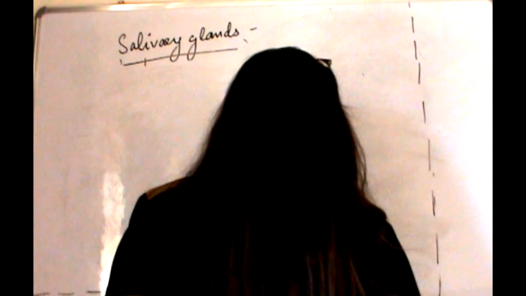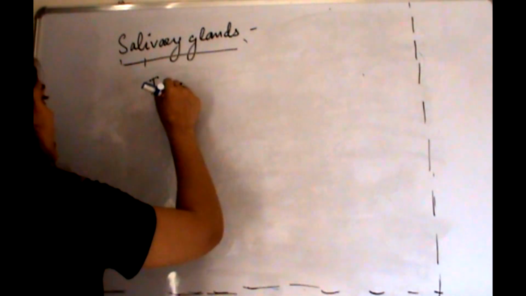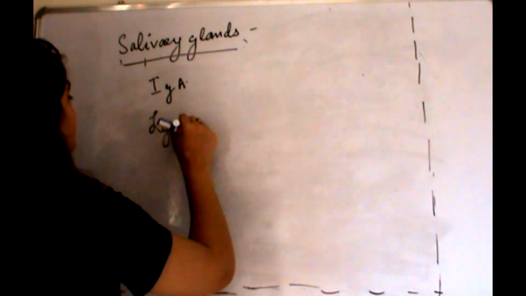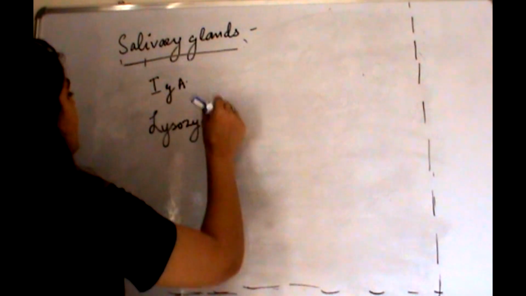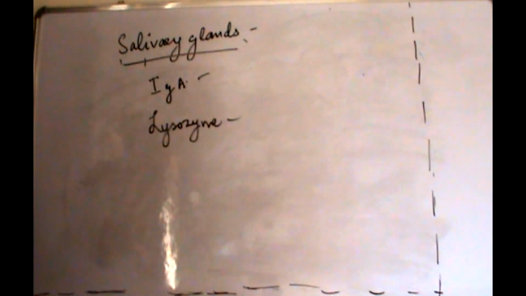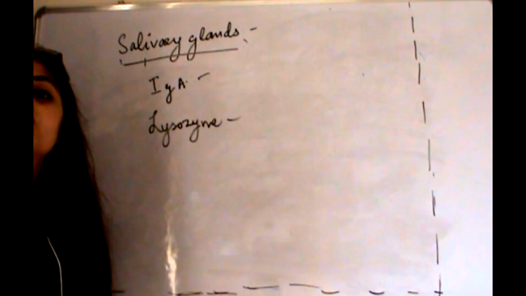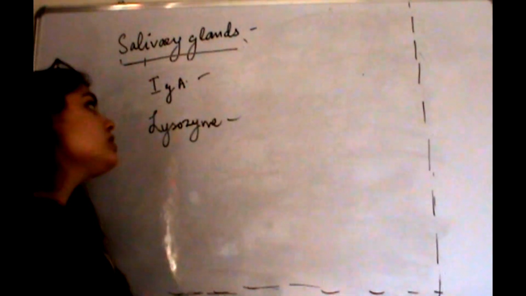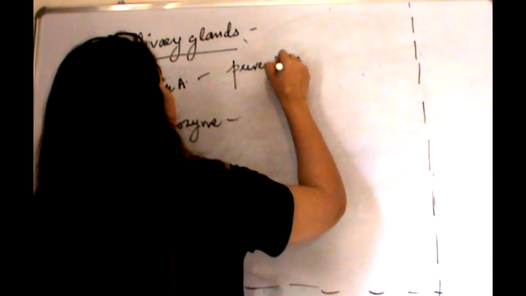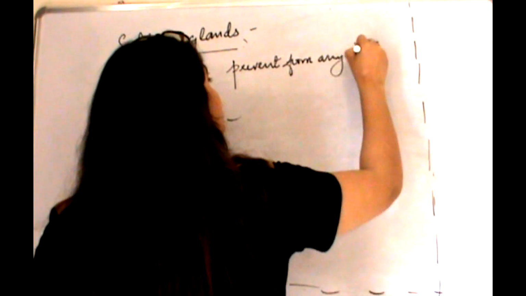Now I already told you about mucus. Now let's talk about IgA antibodies and lysozyme that are present in the composition of saliva. IgA antibodies are present inside the gut region of the human being. Why are they present? In order to protect from any kind of diseases.